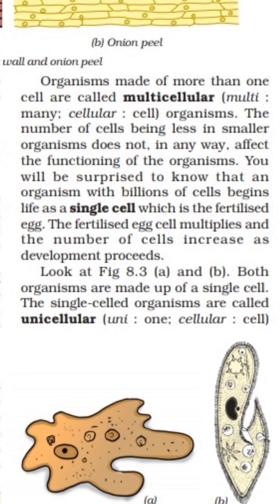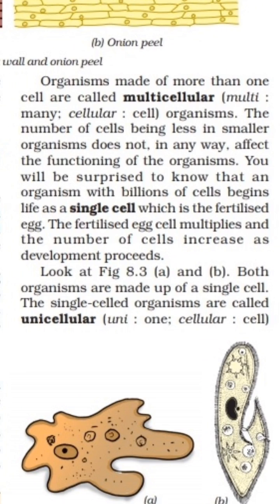Hear it properly, carefully. Organisms made of more than one cell is called multicellular. The organism which is made of more than one cell, which one is it? Multicellular organism. Here multi means many, we are aware about that, and cellular means cell. Multicellular: many cells are present in that body. Organisms made up of more than one cell is called multicellular organism.